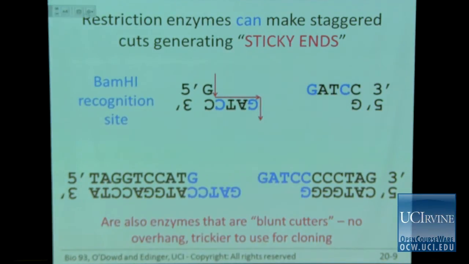Now there are such things as blunt cutters, enzymes that cut in the same place on both sides, both backbones. So there will be no overhang. If I cut this bond here and this bond here, that would produce a blunt end with no overhang. Those enzymes are used sometimes in cloning, but they're a little bit trickier to work with. So the guys that produce sticky ends are the most popular.